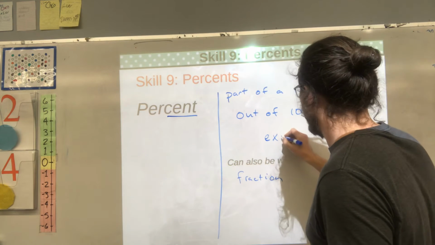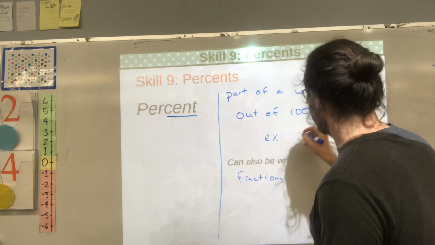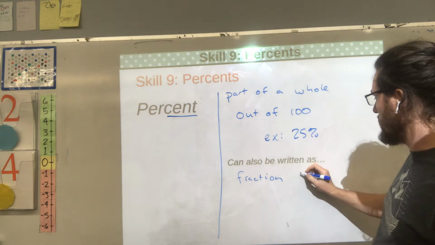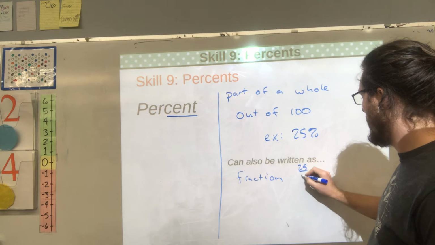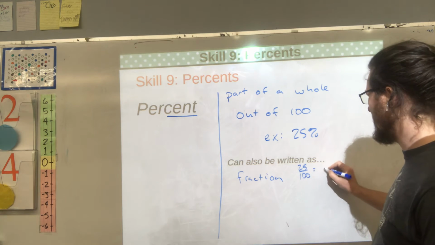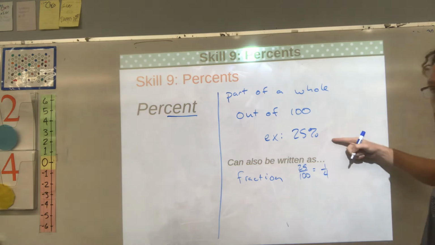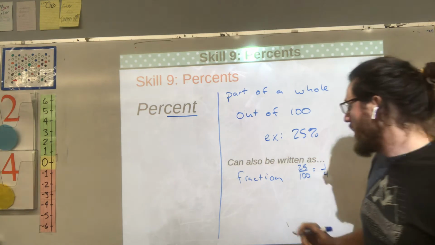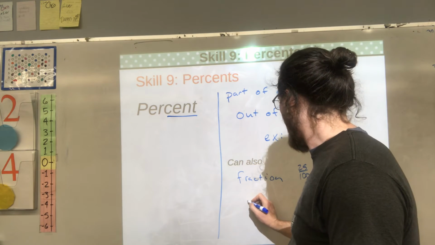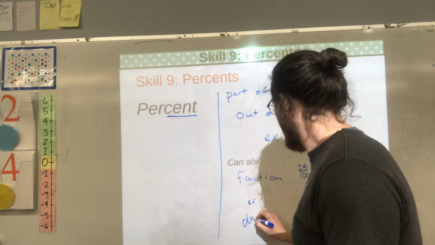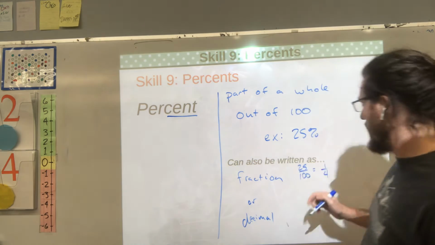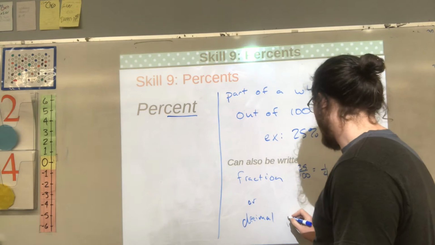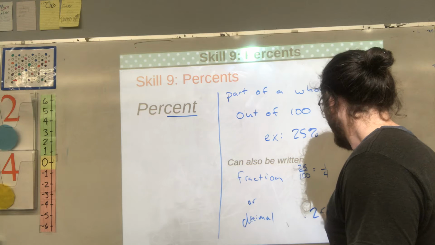Example, let's try a different one. Let's do 25%. 25% is 25 parts out of 100, which is the same thing as 1/4. So 1/4 and 25% are the exact same thing. They're just different ways to show it. And then the other way that we can see this is as a decimal. On the calculator, 25 divided by 100 or 1 divided by 4, those both give you 0.25.